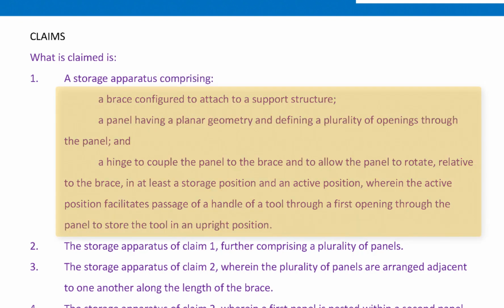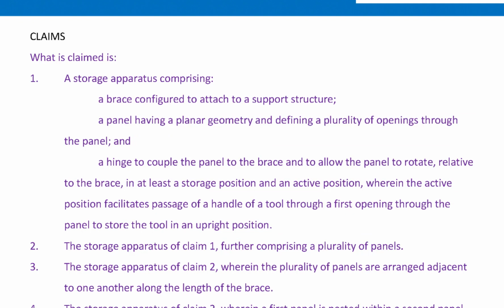And then the body of my claim includes three different components: a brace, a panel, and a hinge. And I've simply said for each of these components either what they do or how they're interconnected to each other, or both. The brace is configured to attach to a support structure, which in this case would be a wall or something like that. The panel has a planar geometry and defines a plurality of openings through the panel. So that's just saying it's basically a panel with holes in it.